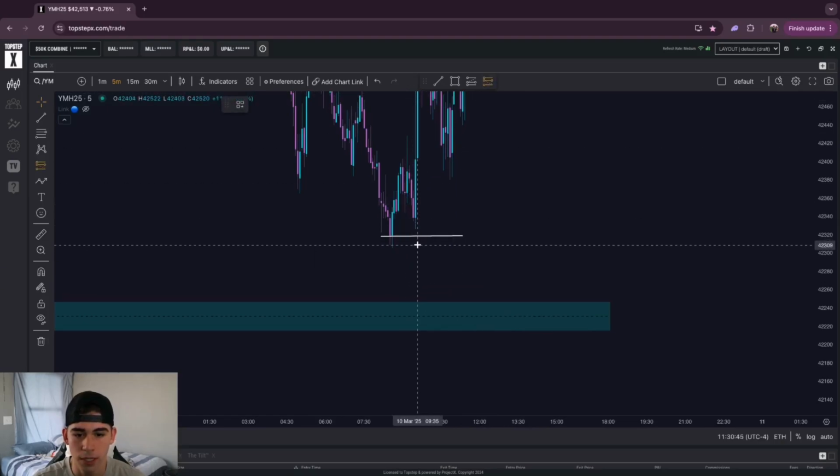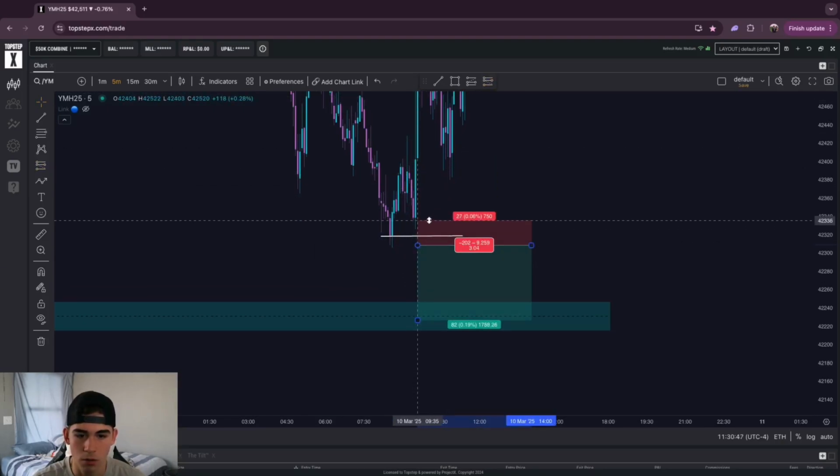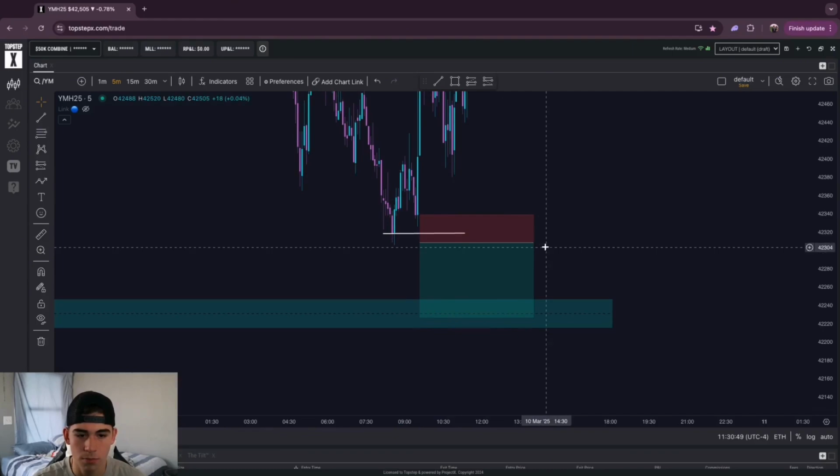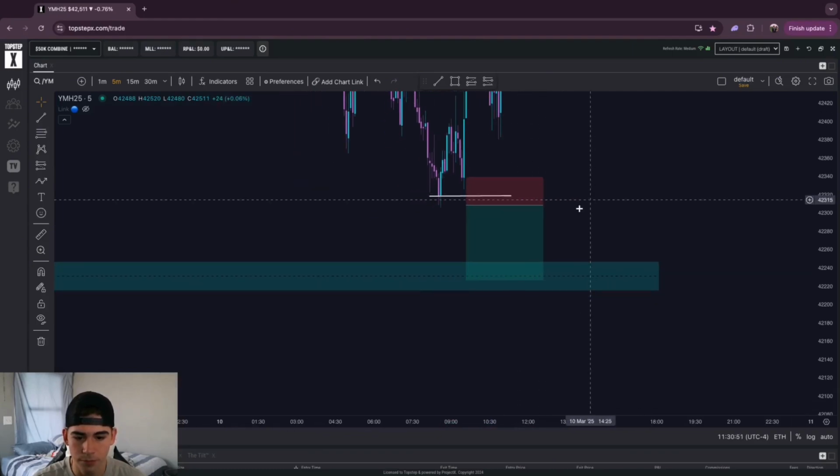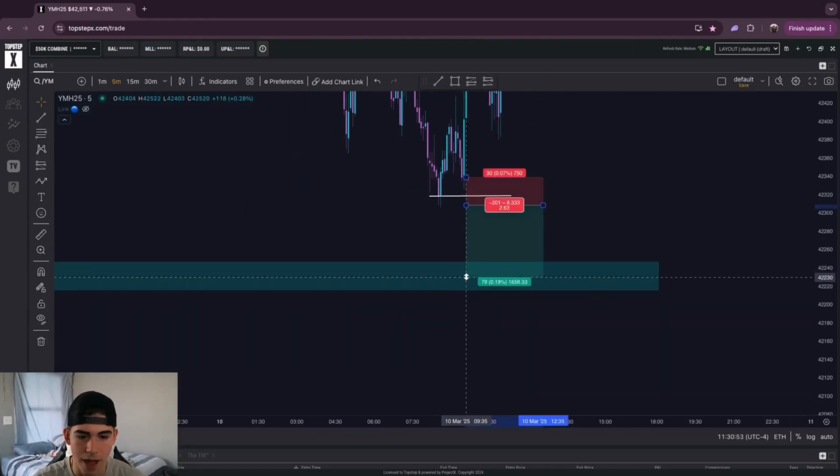So if you were to get in this position right there, say it broke below, with my standard 30 tick stop, you could target halfway there. You could target just right to it. You could target all the way down there, right around in this zone.